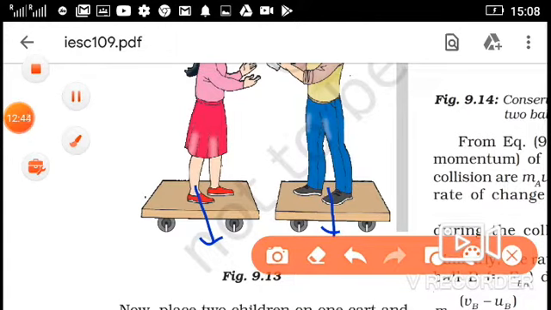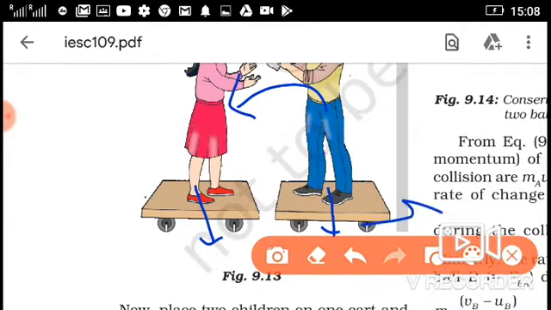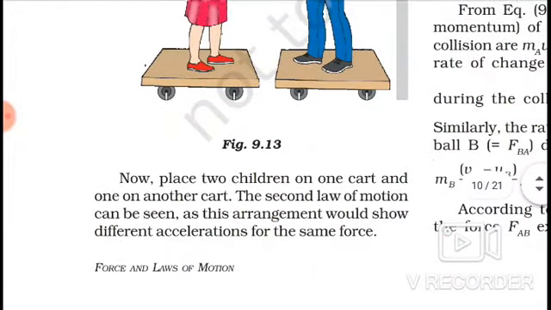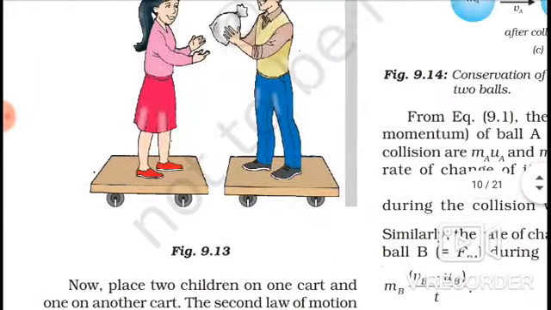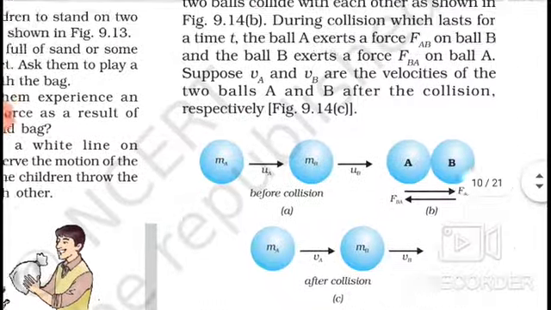You see, this boy throws the sandbag, then this cart moves back. When this girl throws the bag, then this cart moves back. It means they are action and reaction forces. Now place 2 children on one cart and another cart. The second law of motion can be seen, as this arrangement would show different acceleration for the same force, because of the mass.